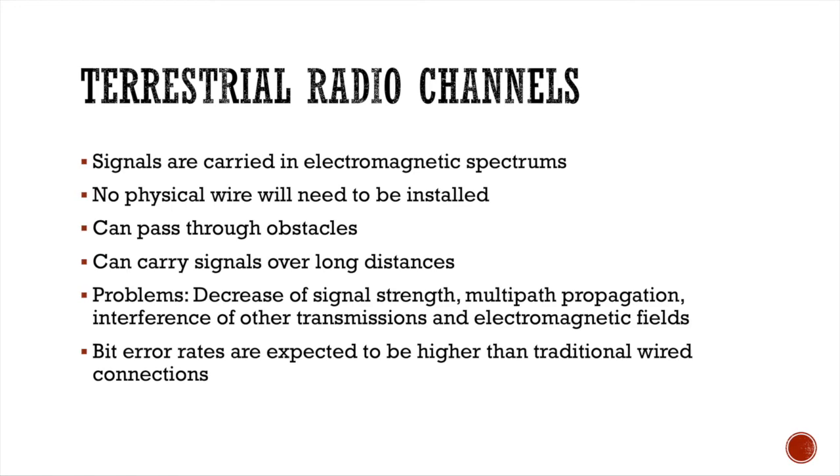Some common problems that the radio channel faces are fading, which causes the signal strength to decrease over long distances and when traveling through obstacles. Multipath propagation, which is a problem that arises when signals are reflecting off obstacles, causing the traveling path length to be different and a blurry signal when received at the destination end, and the interference of other transmissions and electromagnetic fields. Due to the above reasons, bit error rates will be a common problem when signals are carried in this way.